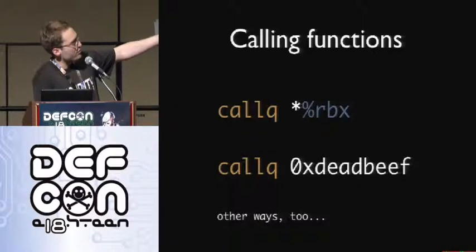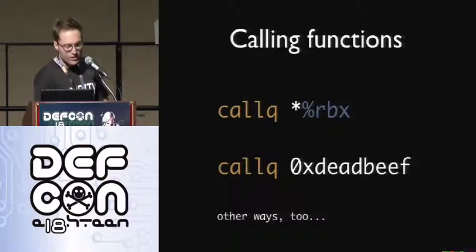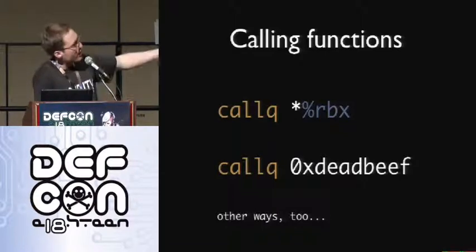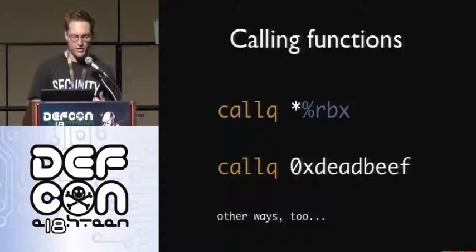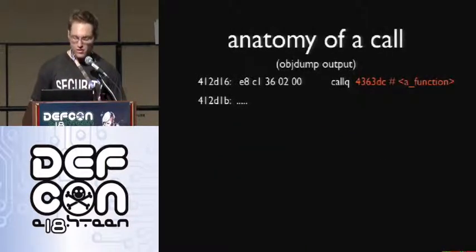So in this example, RBX will just hold the address of the function you want to call, and it'll just indirectly call the function. Or the way on the bottom, when you run objdump, you'll see things where it looks like you're actually calling a function directly, but you're not. That's not the actual full address. It's just a 32-bit displacement. So what does that actually mean?